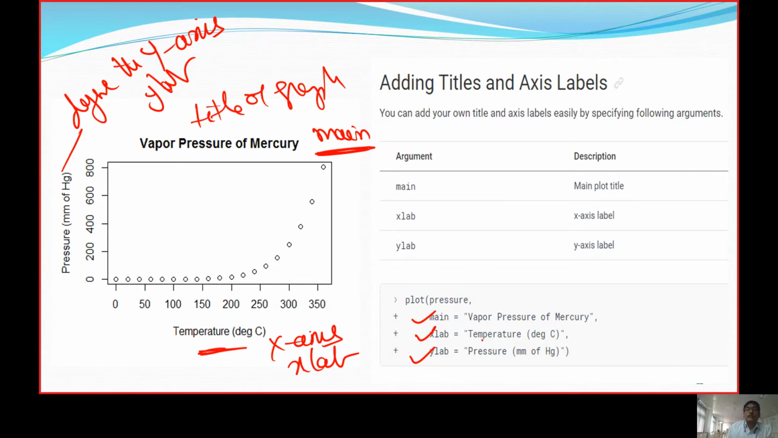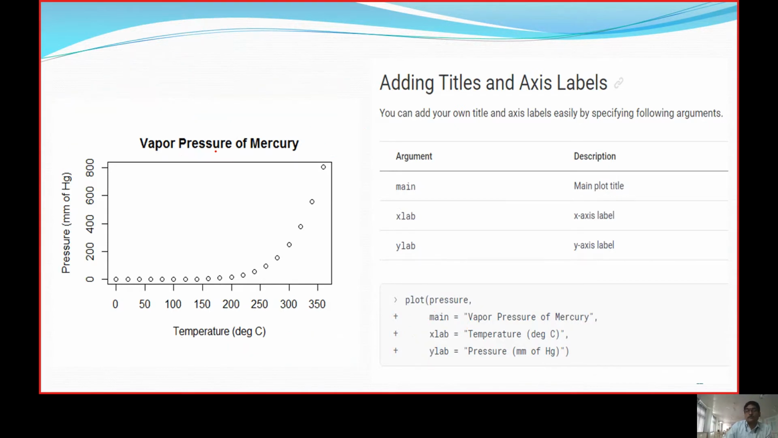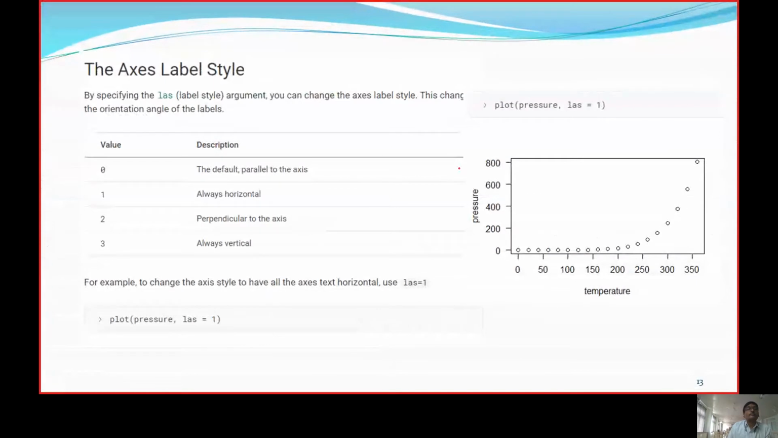So here you can see it is given with double quotes. The temperature is measured in degrees, and pressure is in Hg, which is given on the y-axis, and the main title is given as vapor pressure of mercury.